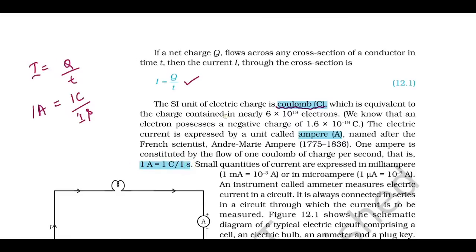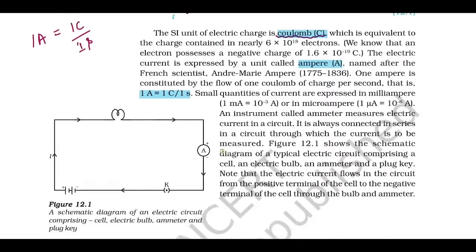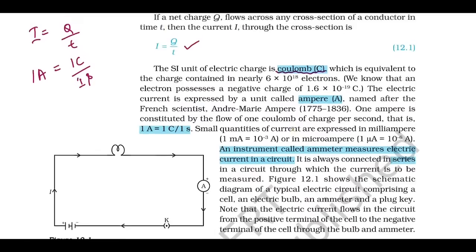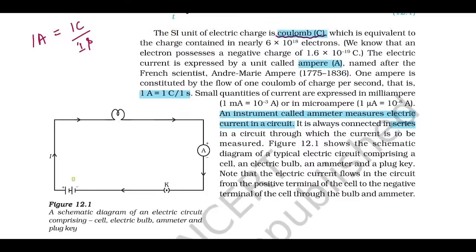To measure the flow of electric current in a circuit, we use an instrument called an ammeter. Definition of ammeter. How is an ammeter connected? An ammeter is always connected in series. And a definite and important question for your examination is the simple electric circuit. The simple electric circuit is a 2 mark question. Very important diagram.